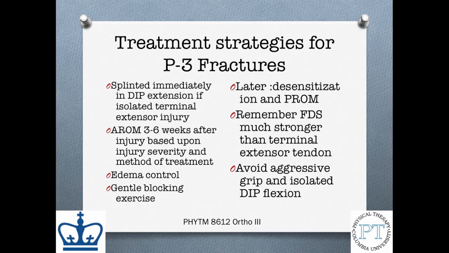What are some additional treatments? They're immediately splinted in DIP extension. If there is that terminal extensor injury, we could begin active range of motion roughly 3 to 6 weeks following the injury, depending on how bad the fracture was, as well as the method of fixation. Working on edema control, blocking exercises. We have to eventually desensitize the area and perform passive range of motion.